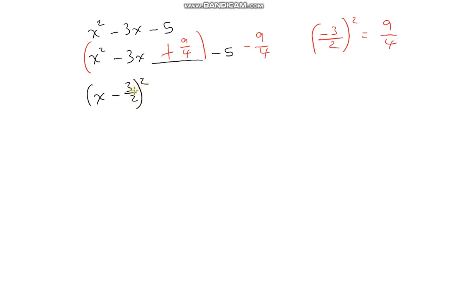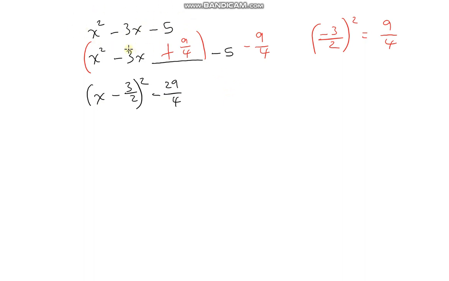So negative 3 over 2 times negative 3 over 2 is positive 9 over 4. And negative 3 over 2 plus negative 3 over 2 is negative 3. And then we've just got minus 5 minus 9 over 4. So minus 5, if I get a common denominator of 4, is the same as minus 20 over 4. If we subtract another 9 over 4, so minus 20 over 4 minus 9 over 4, that is minus 29 over 4. So I can just rewrite that as minus 29 over 4. And we have completed the square.